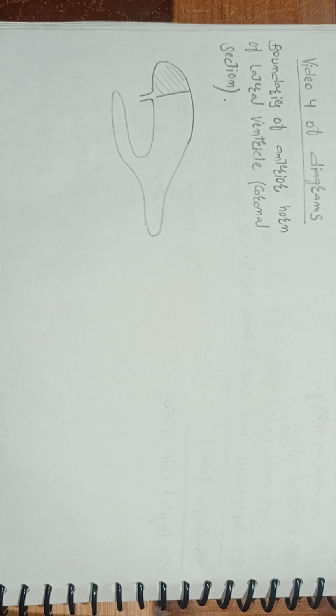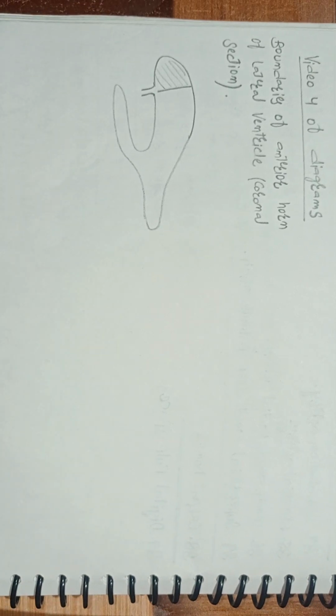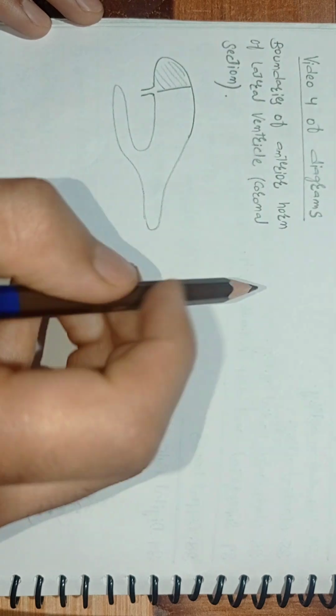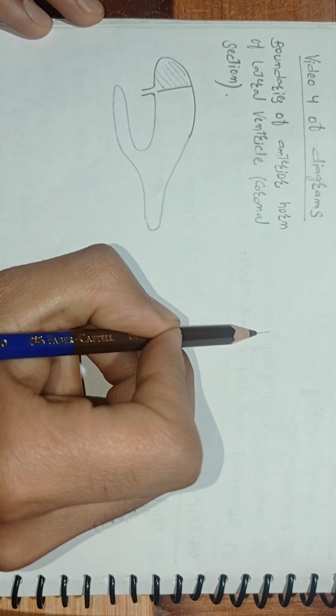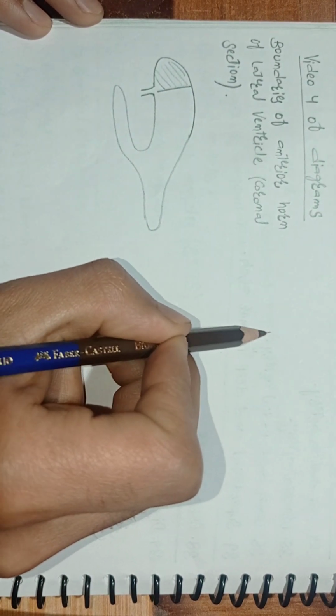Now we will draw this anterior horn in its coronal section. In the coronal section, it is triangular in shape. So first, we'll learn how to draw this diagram. First of all, we make a slab-like structure like this.